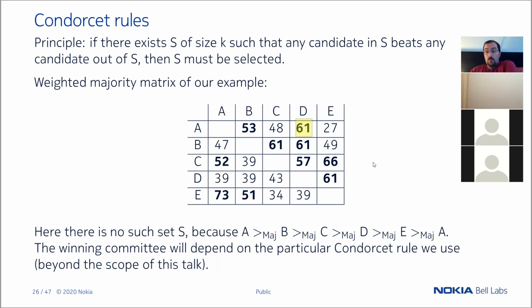In the case of my example, we are not lucky. There does not exist a set of size K that meets the Condorcet property because, for example, A is preferred to B, B is preferred to C, C is preferred to D, D is preferred to E, and E is preferred to A. So there's a Condorcet cycle that contains all the candidates. So in this example, the winning committee of two candidates will depend, in fact, on the variant of a Condorcet rule that you choose to use. And I will not go into that in this talk.